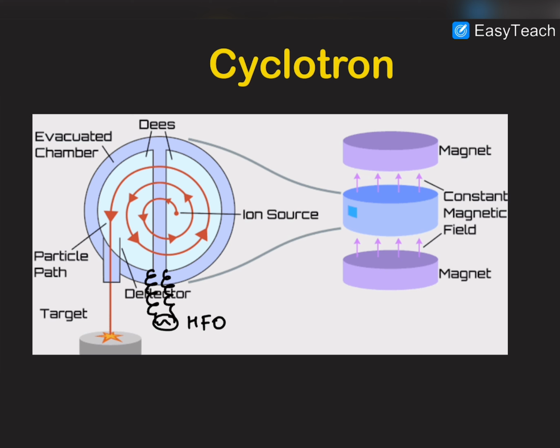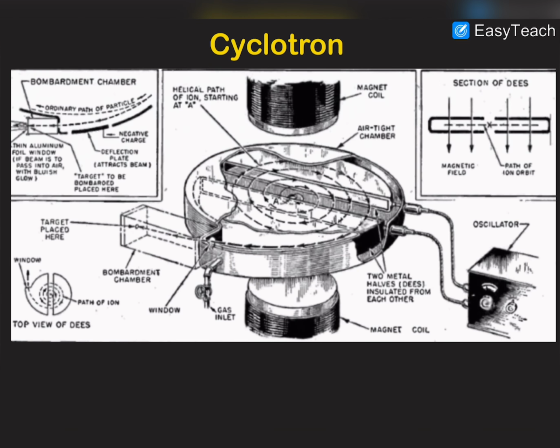You can see that this is D, and this is an evacuated chamber, which means that there is vacuum in the box, and inside that box there are two metal Ds, and these two metal Ds are connected with a high frequency oscillator, and this is just an alternating current source. Now let me show you the true arrangement of the cyclotron.